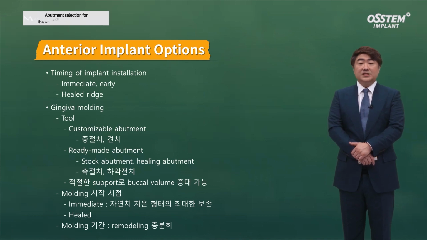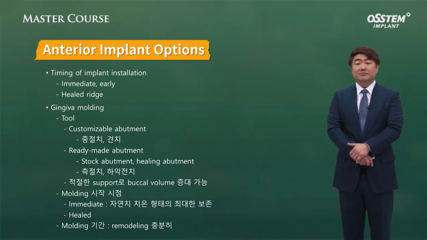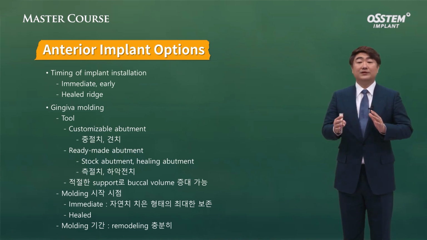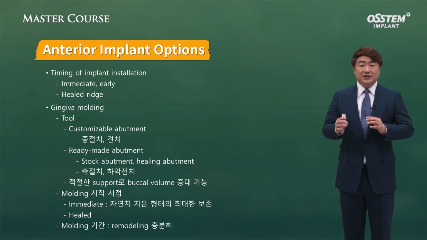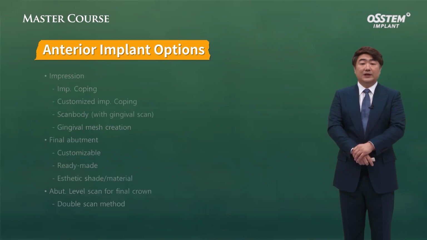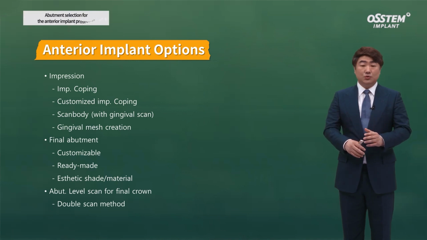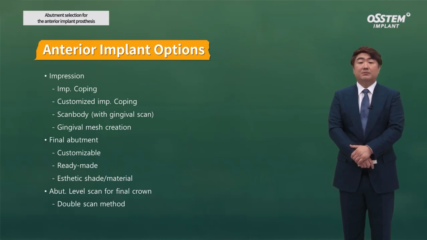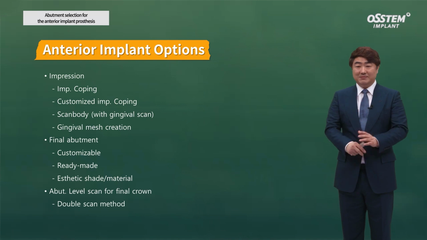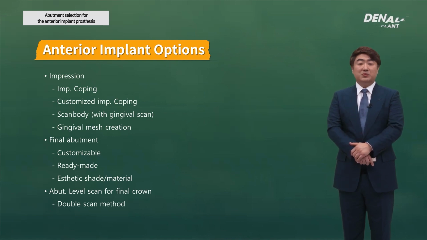if it's possible, immediate would be the best option, and the molding period should be as long as possible so that it can minimize any changes in the shape. And taking impression, a customized impression coping in terms of imitating running room is the best option. But using CAD/CAM, without using this type of coping, the temporary running room can be taken as a reference.